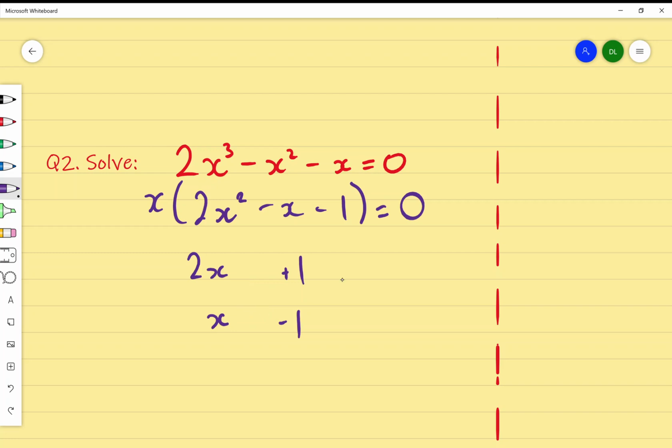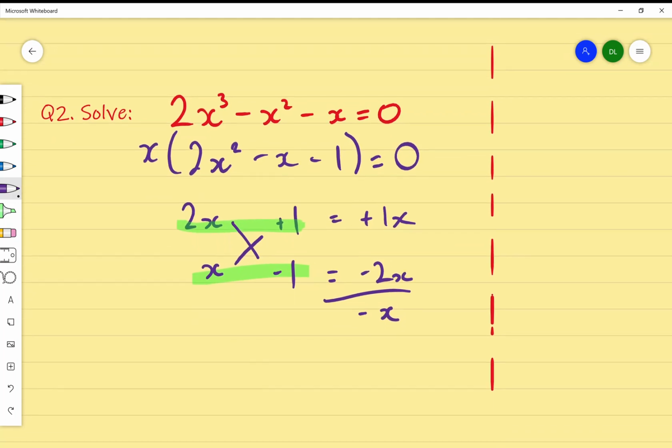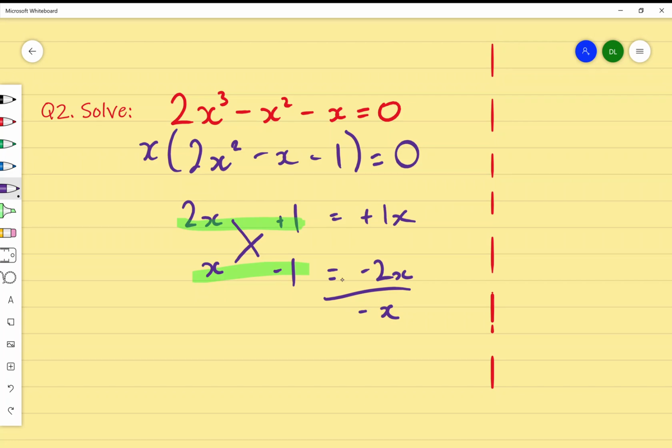Now I'm going to continue this. 2x times negative 1 gives me negative 2x. That gives me positive 1x. Does that give me negative x? Perfect. So we're going to use these. I'm going to follow along these lines over here. You guys remember cross method generally, right? Okay, good. So I get bracket 2x plus 1, bracket x minus 1 equals 0.